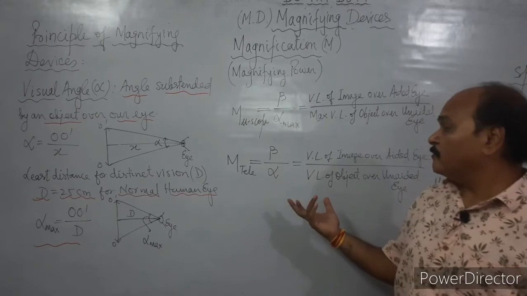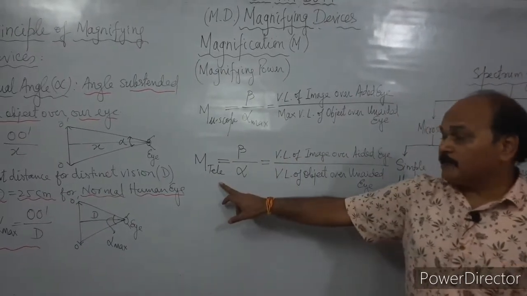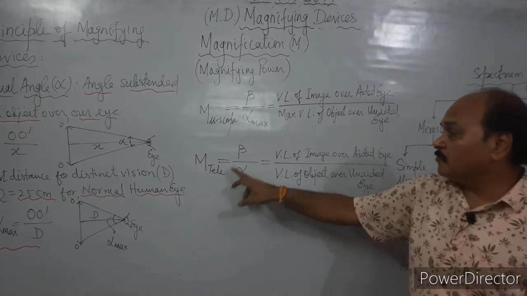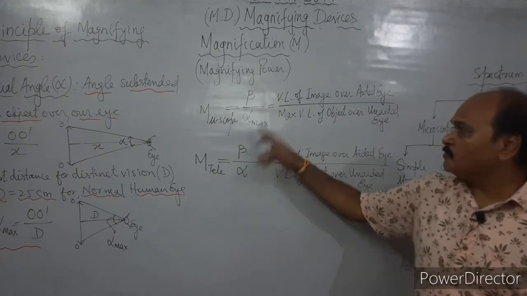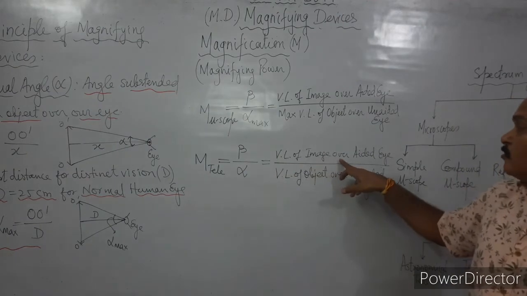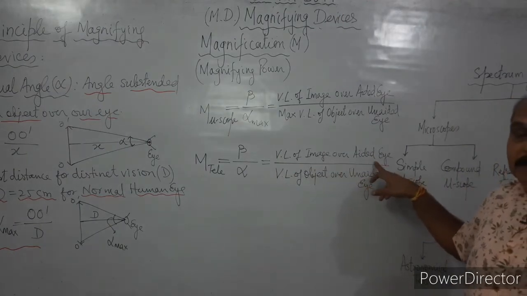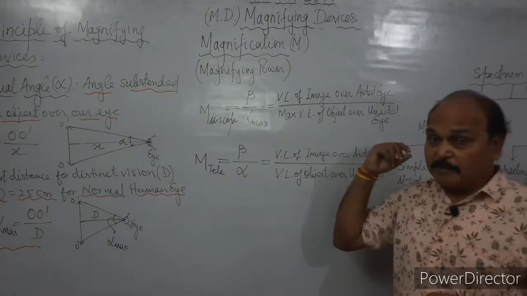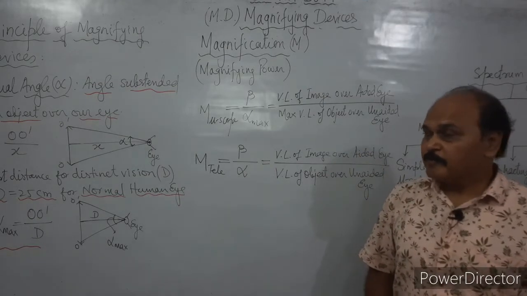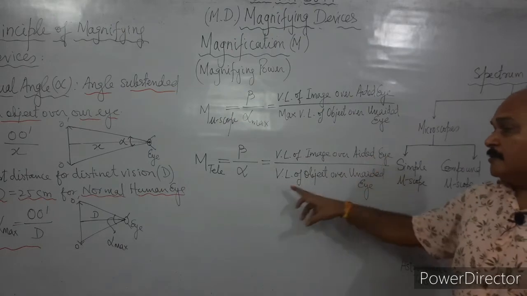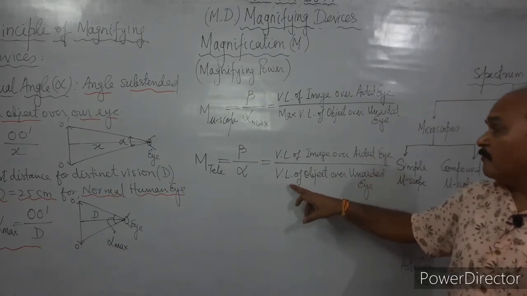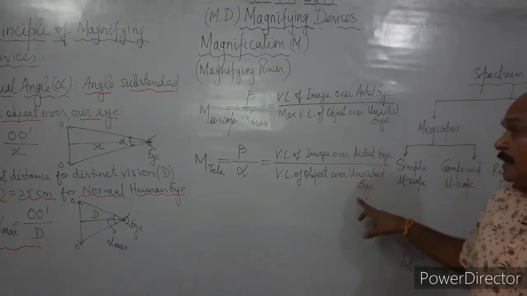And for telescope, magnification or magnifying power is the ratio of beta is to alpha. Alpha is constant. Beta as usual is what? The visual angle of image over our aided eye. Our eyes are said to be aided when we look through telescope. So this is final visual angle of the image over our aided eye, and this is initial visual angle, that is visual angle of object over unaided eye.